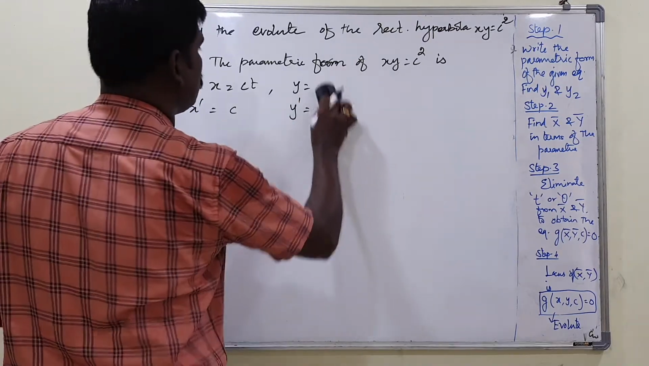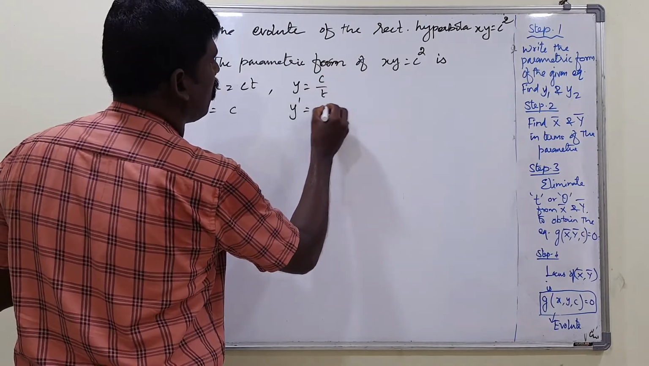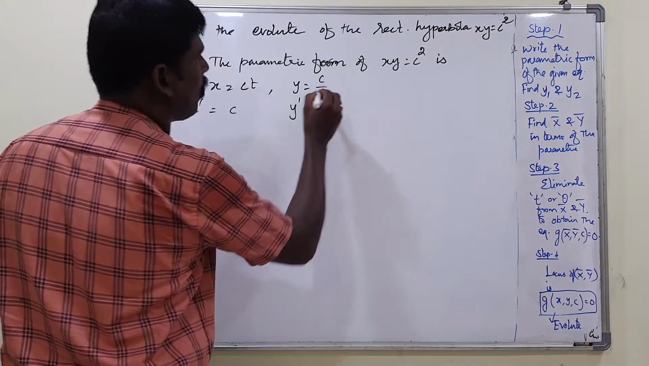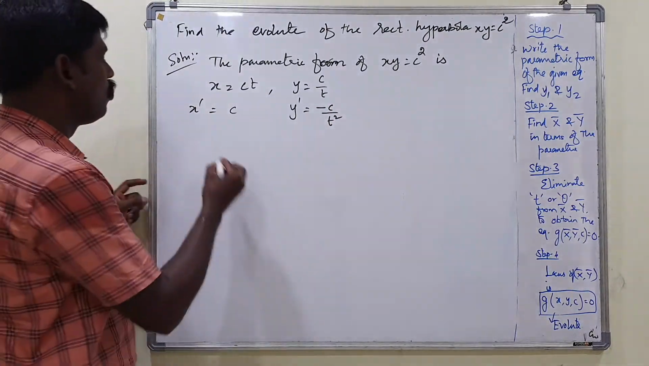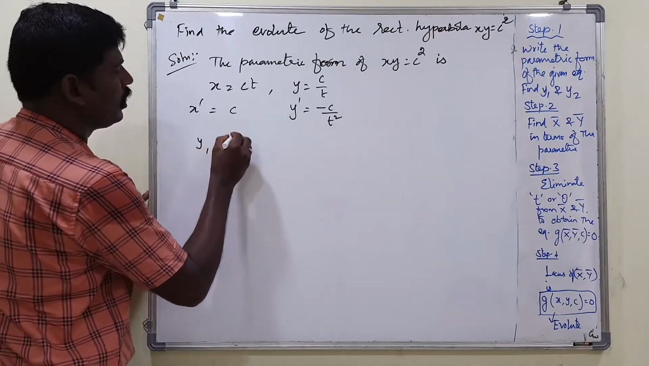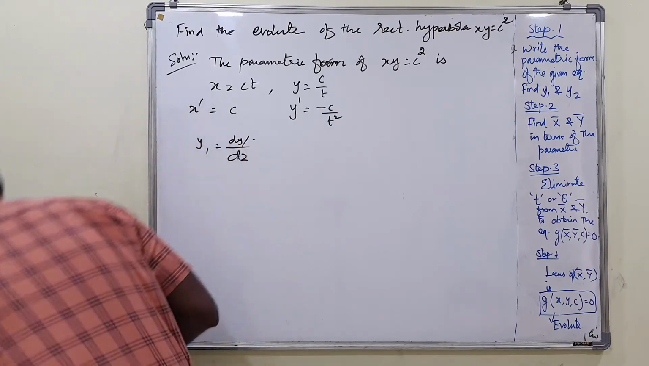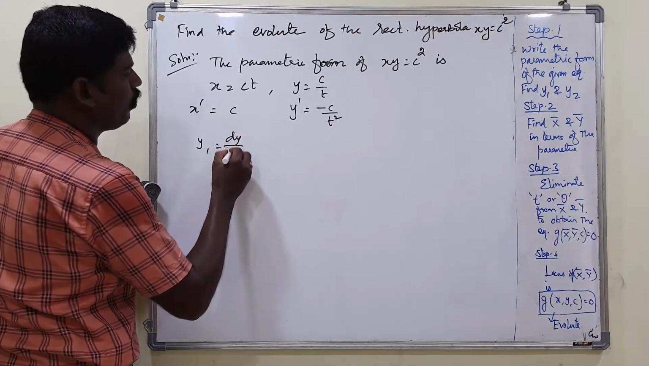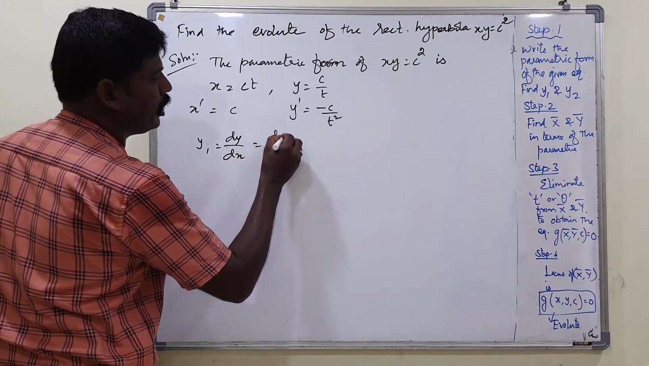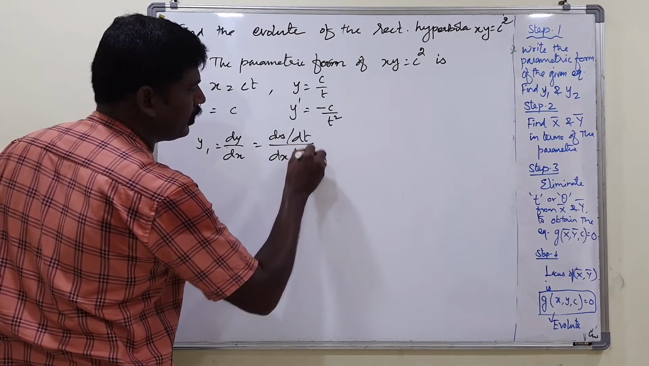x is ct and y is c by t, isn't it? What is y dash? Minus c by t square. 1 by t, derivative of 1 by t is minus 1 by t square. Right? So what is y1? y1 is nothing but dy by dx, that can be written as dy by dt by dx by dt.